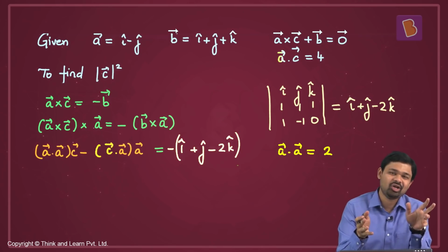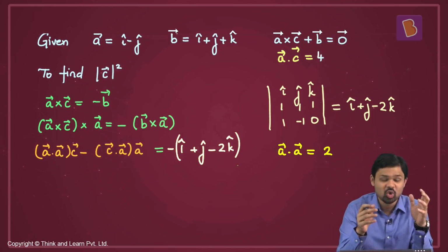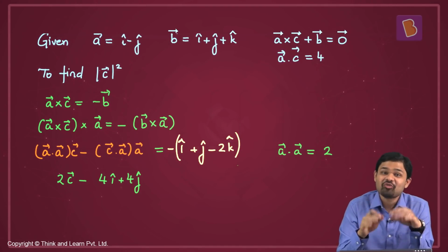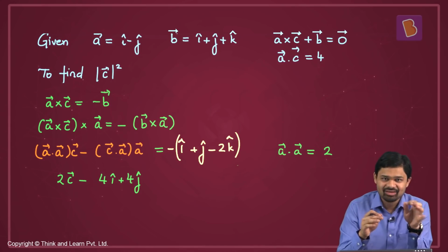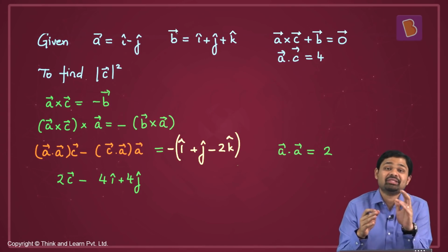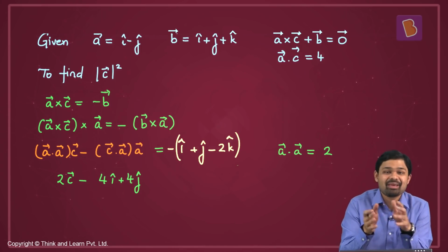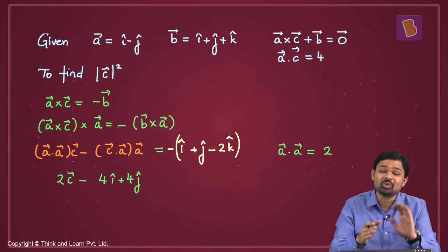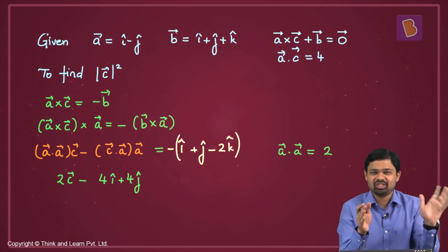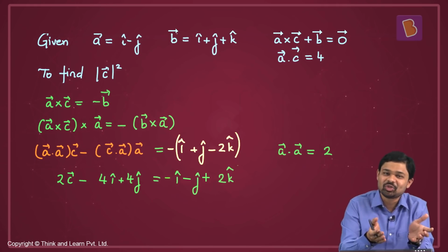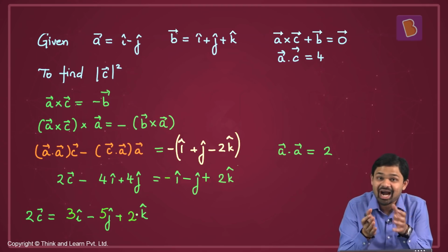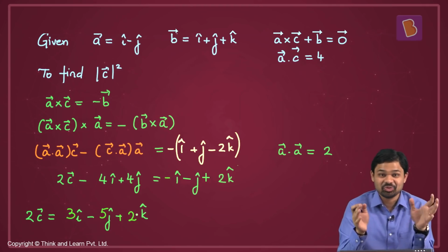I know what is C dot A or A dot C, which is equal to 4. So I have 2c minus 4 times the vector A. Now the vector A is i minus j, so I can write it as minus of 4 times i minus j, which will be minus 4i plus 4j, equal to the negative of B cross A, which is this vector here. So 2c turns out to be the vector which is 3i minus 5j plus 2k.